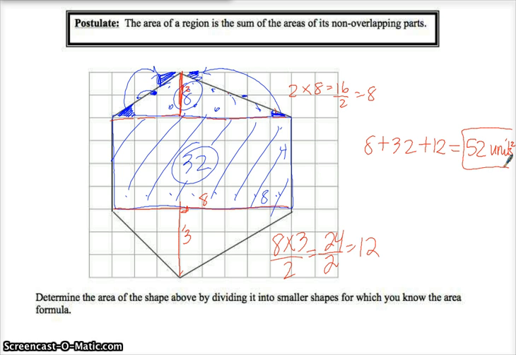So you could either count the squares by piecing them together, or you could use the formulas we just learned, which is base times height for a rectangle and base times height divided by 2 for a triangle.